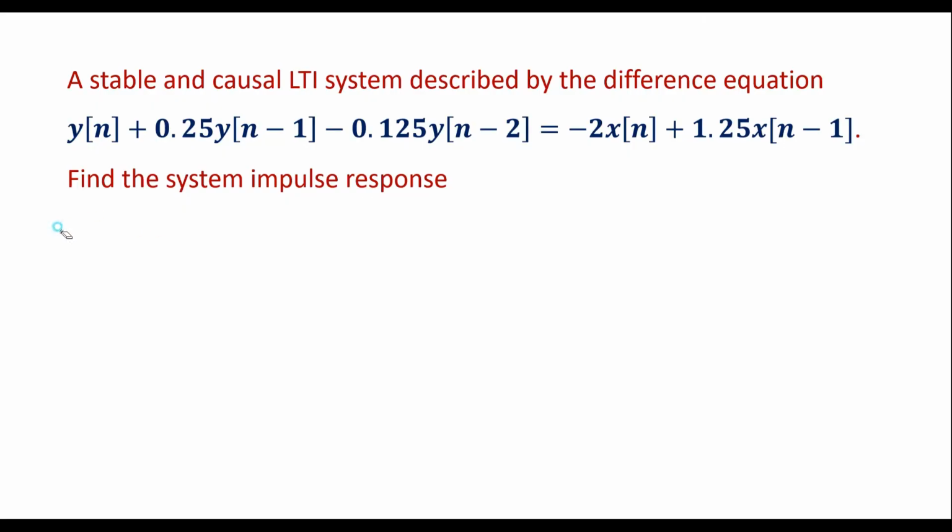So in this example, the difference equation is given. We are supposed to find the impulse response. Here we need to follow the following steps. The first step is to find the Z transform of the given difference equation.